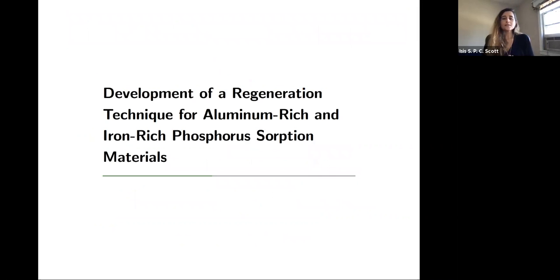Okay, so at this point, we examined and investigated one calcium-based PSM. We know everything that there is to know about those steel slags, and we also know that we can predict with certainty its behavior in a phosphorus removal structure. But now we had a question about aluminum-rich and iron-rich phosphorus sorption materials. How can we improve their use in phosphorus removal structures?